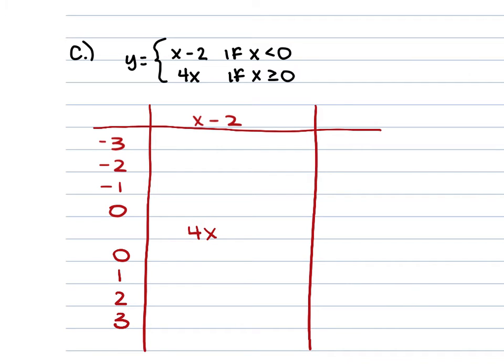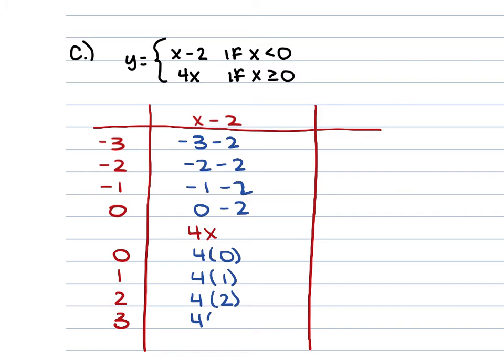So with my x minus 2, I'm going to use the negative 3. I have negative 3 minus 2, negative 2 minus 2, negative 1 minus 2, and 0 minus 2. For the 4x, I'm going to have 4 times 0, 4 times 1, 4 times 2, and 4 times 3. Going back up top, negative 3 minus 2 is negative 5, negative 2 minus 2 is negative 4, negative 1 minus 2 is negative 3, 0 minus 2 is negative 2.